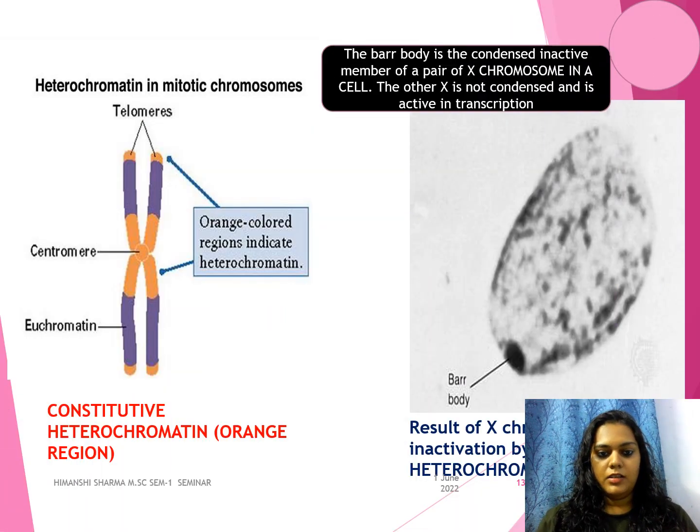Now these are the structures showing the constitutive heterochromatin positions, telomere and centromere, and the orange color indicates the heterochromatin areas. And this is the bar body, which is the inactive X chromosome formed due to facultative heterochromatin.